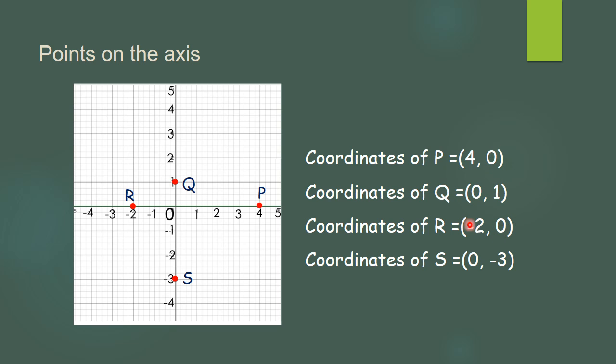And what about points Q and S? Points Q and S were on the y-axis. If you observe, what is the common thing we get? Both have x coordinate 0. So we can conclude that whenever a point is on the x-axis, its y-coordinate becomes 0, and if a point is on the y-axis, then its x-coordinate is 0.